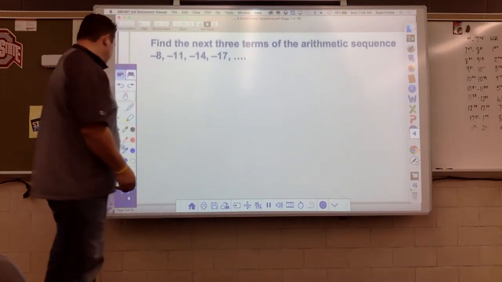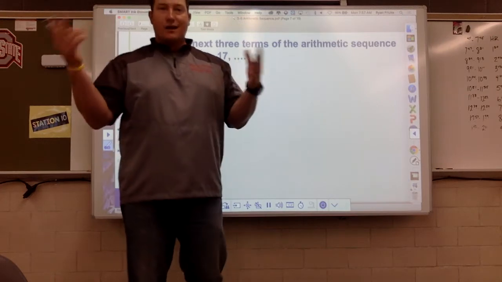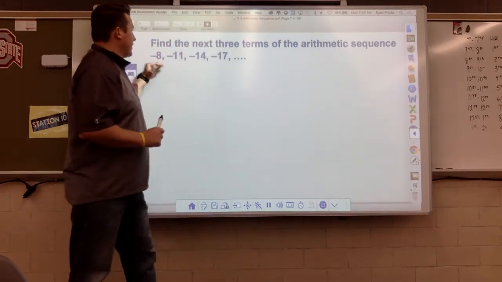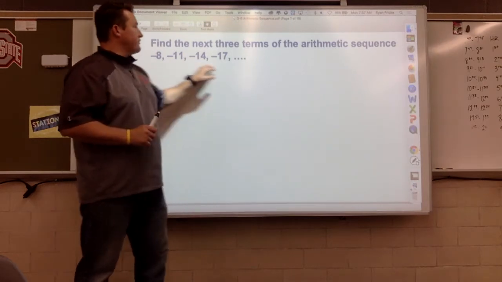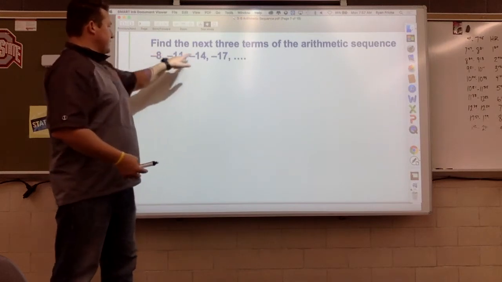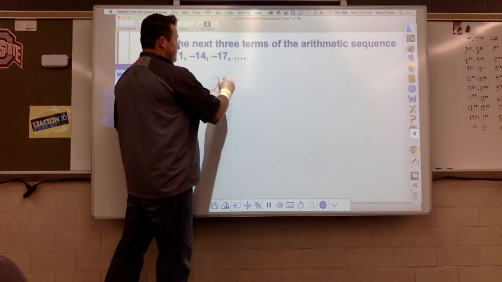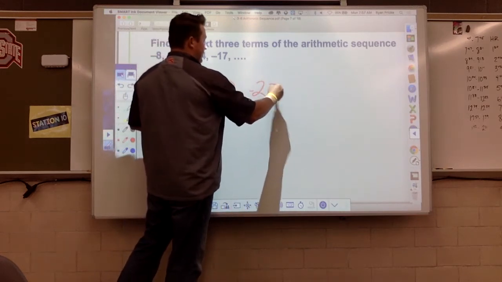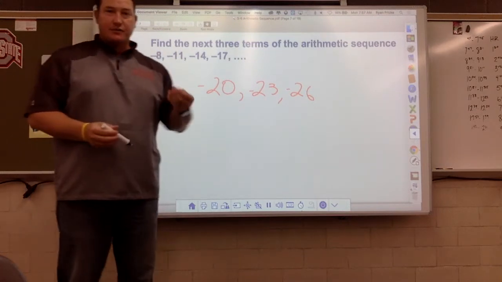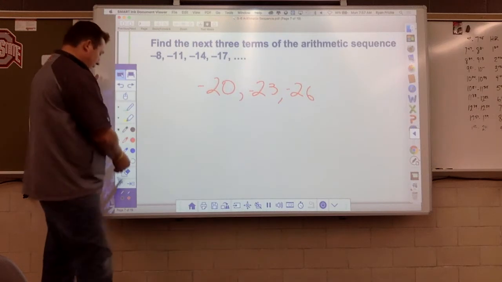Finally, we can do a little bit of math here. Find the next 3 terms. First thing we had to do: is it arithmetic? Yes or no? Do some explaining. Not a big deal. Next thing we're going to do is just find the next couple terms. So recognize the pattern. Looks like we're going down by 3. So if that pattern continues, I'm going to assume -20, -23, and -26 are going to be our next 3 terms. Literally nothing more to do than that.